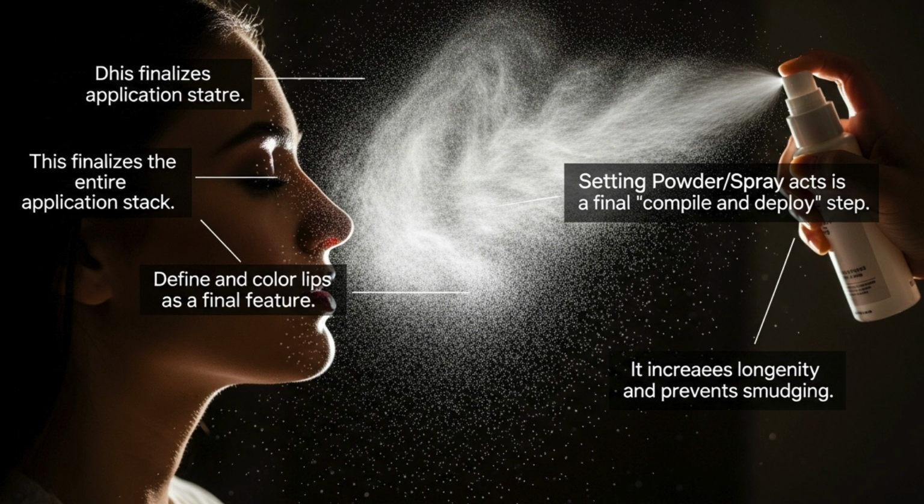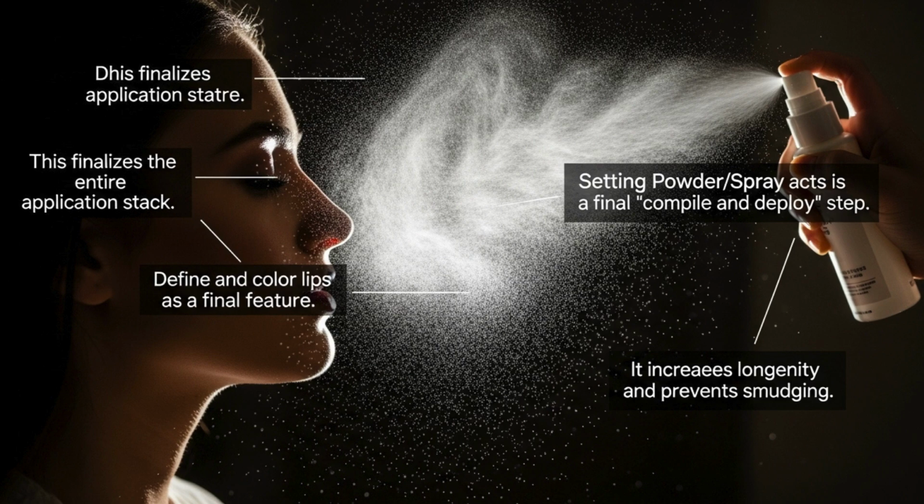We're approaching the final build. The lips are another distinct feature module. Application can be as simple as a single lipstick or more complex with a lip liner for definition. Finally, the most critical step, deployment. A setting powder or spray locks everything in place. It's the equivalent of compiling your code and pushing it to production, ensuring your work remains stable and performs as expected throughout the day.